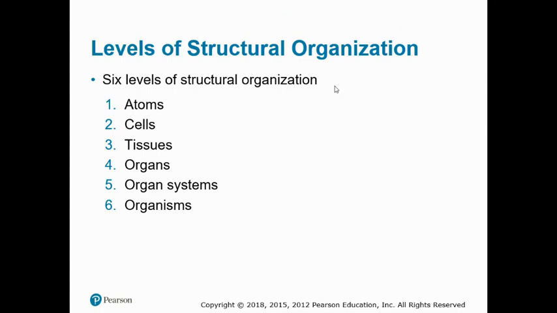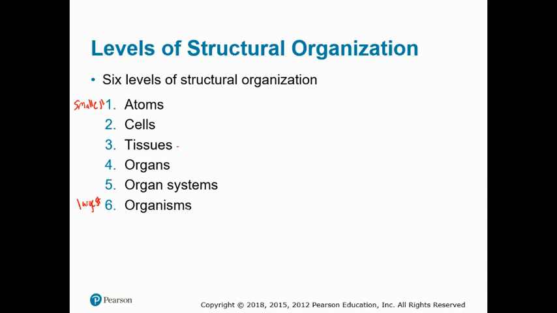Before we delve into those 11 body systems, we do have to understand the levels of organization in our body, starting with the smallest at the top and then the largest at the bottom. Starting small, we are all made up of atoms. Several atoms are going to make up cells. Tissues are made up of several cells. Then organs are made up of several types of tissues. Organ systems are made up of several types of organs.